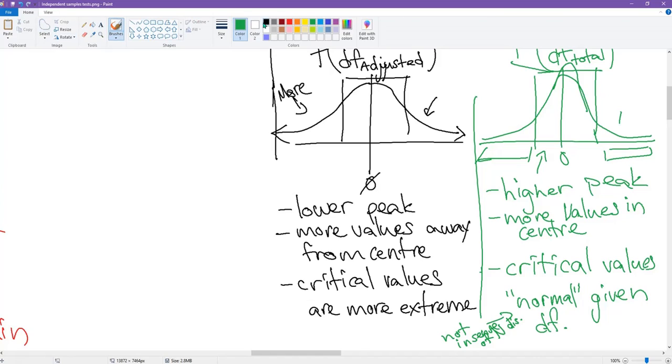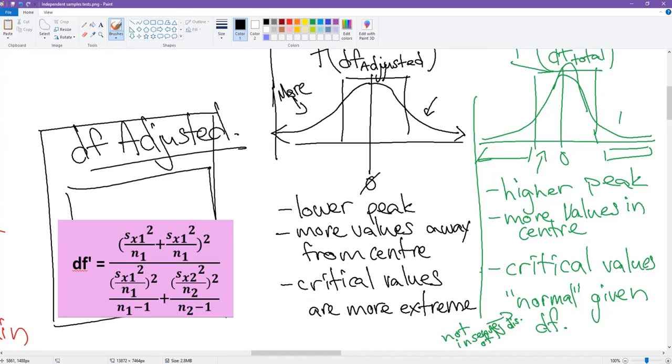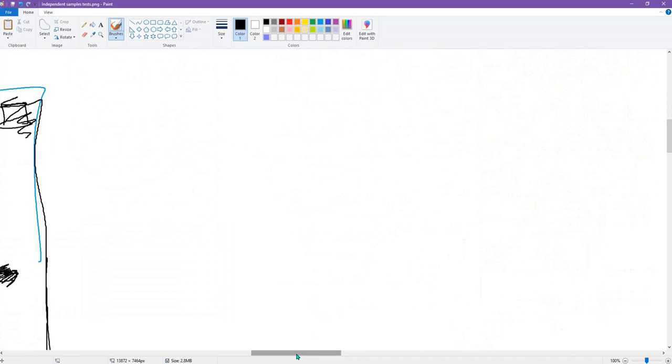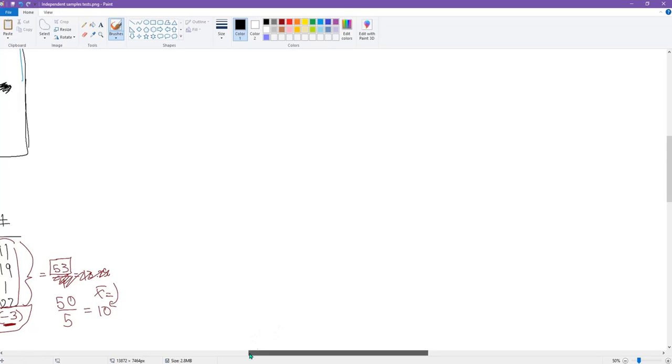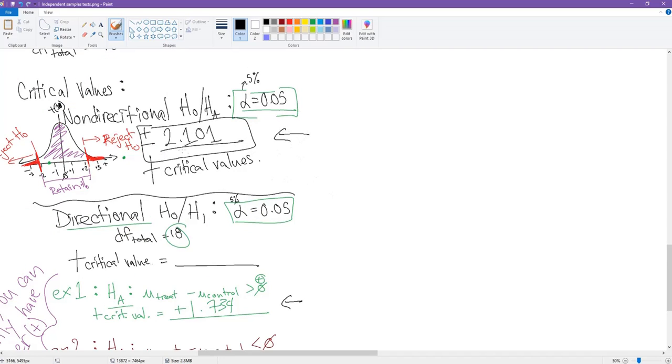We're going to pretend that we have homogeneity of variance, so I don't have to do the math for degrees of freedom adjusted. If you do need the math for degrees of freedom adjusted, I will paste it here later. Or right now, actually, because you're watching this. Cool. So, we actually aren't going to be using our degrees of freedom adjusted. We're going to be using our degrees of freedom total. We're going to say that we have our critical values already. Let me zoom back to them. And if we have a directional hypothesis, we're going to be using either positive or negative 1.734, whereas if we have a non-directional hypothesis, we're going to be using 2.101.